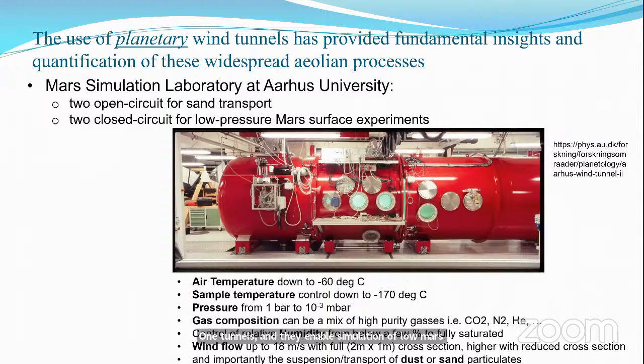So you can see at the bottom of the slide that the temperatures here go down to -60 as opposed to -10 on the previous slide. And there are a number of other really nice control parameters, boundary conditions that can be set, not only temperature, but also pressure, gas composition, humidity, and of course, wind flow.